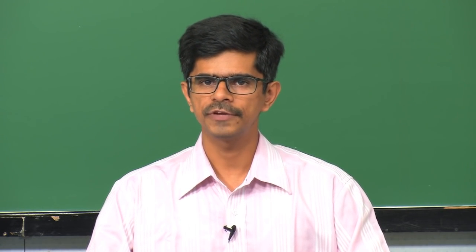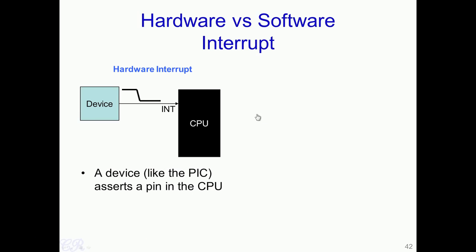In this video, we will look at an important type of interrupts known as software interrupts and their applications in system calls. In the previous video, we had looked at hardware interrupts. We had seen how a device such as a keyboard or a network card could assert a particular signal in the CPU, and this would cause the CPU to asynchronously execute an interrupt handler corresponding to the device.